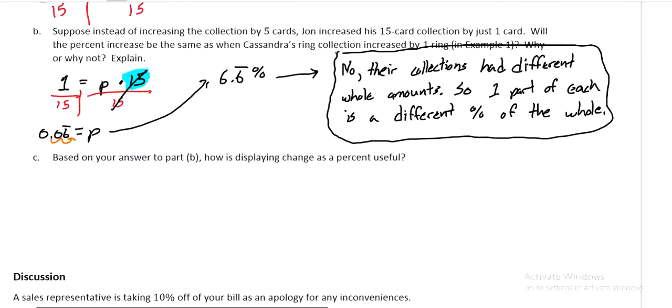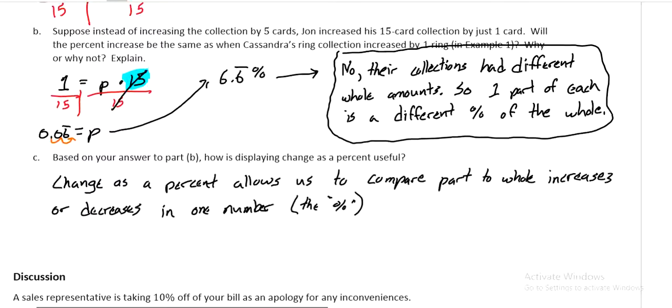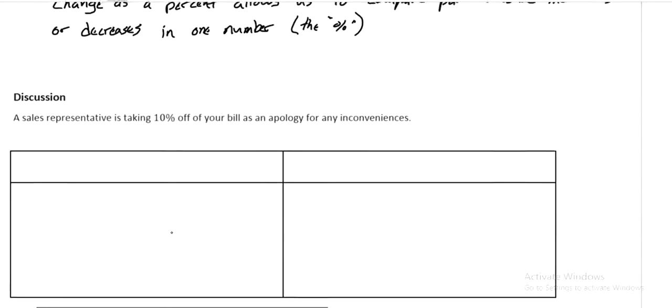So part C, based on your answer to part B, how is displaying change as a percent useful? It is useful because change as a percent allows us to compare part to whole increases or decreases in one number, and that one number is the percent. We know that if something went up by 15% and something went up by 20%, whatever went up by 20% had a greater increase compared to what the original whole amounts were.